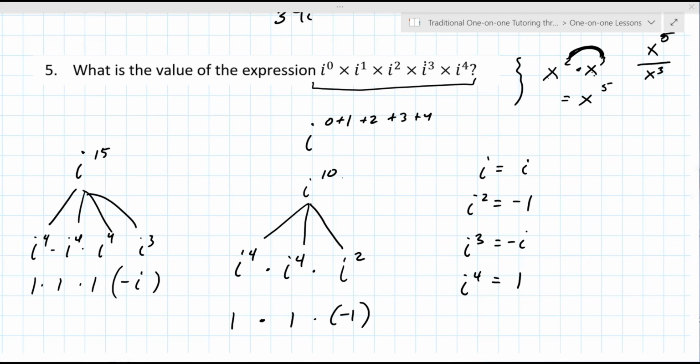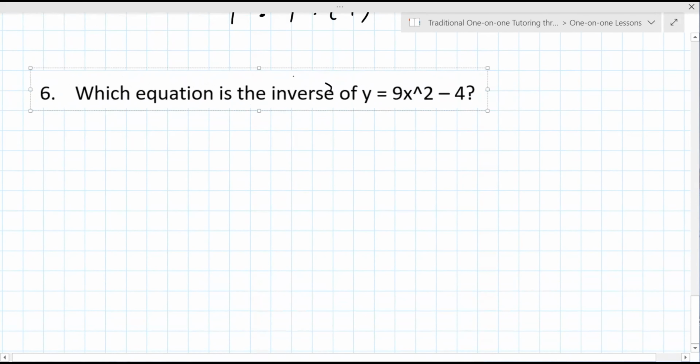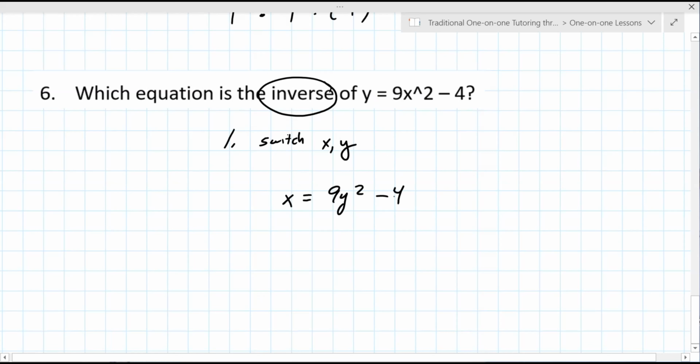All right, I'll move on to question 6. Yeah. All right, so it says which equation, but really you have to find the inverse. So to find the inverse, it's a set of steps. The first step that really matters is to switch x and y. So you end up getting x equals 9y squared minus 4. You just put x wherever you see a y and a y wherever you see an x, okay? And then you solve, the second thing, this is the most important thing, is you solve for y.